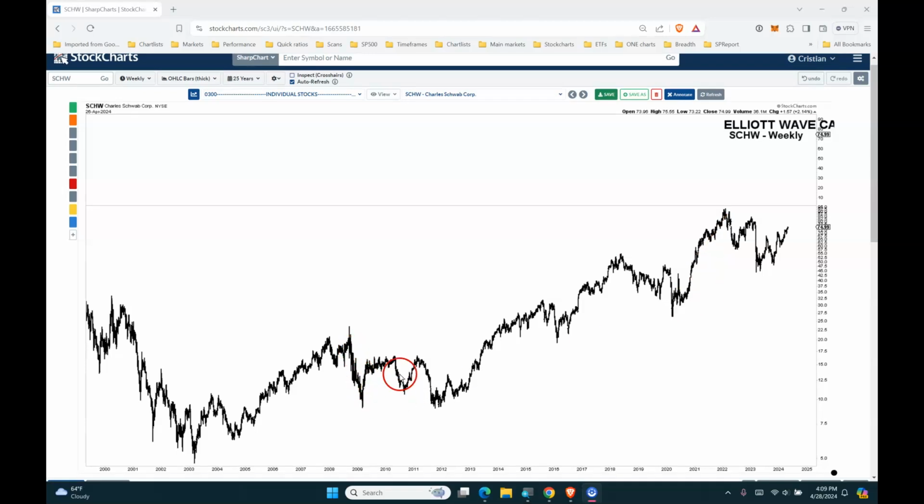So again, if you look back here, this is another pretty straightforward ABC, right? So you can wait for a break of that B wave to start initiating positions. You have another one right here. So if you wait for a break of that level, you continue to go. I mean, look back here, it's pretty straightforward. And it's one way to try to be in a stock and protect yourself.